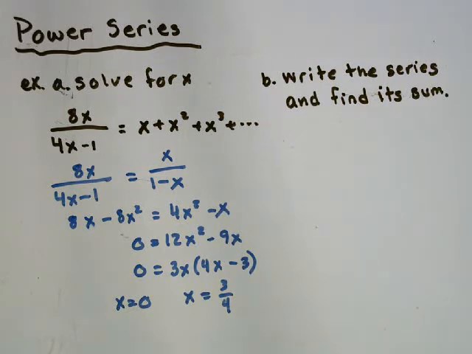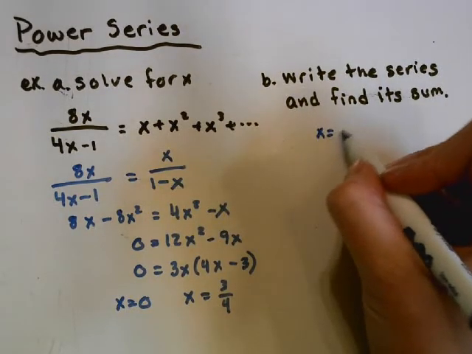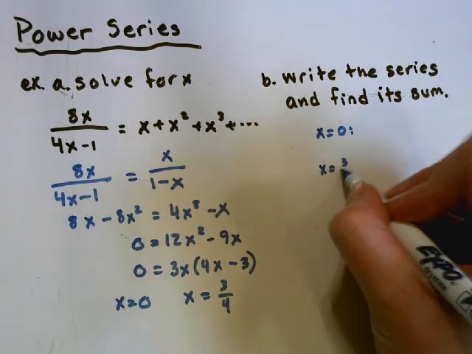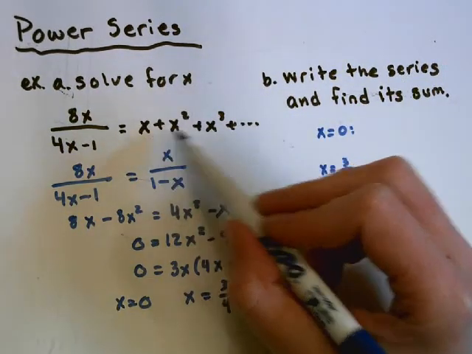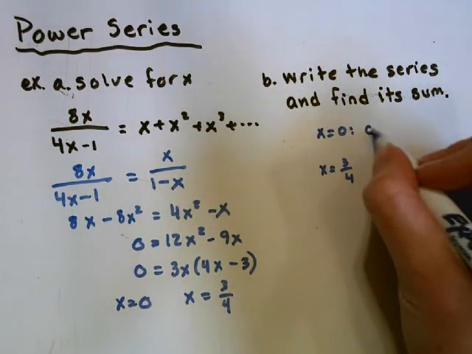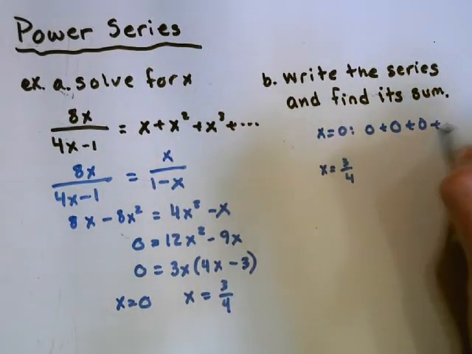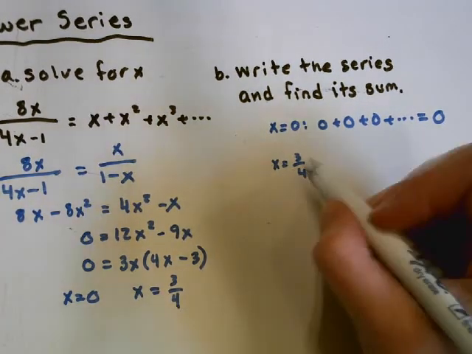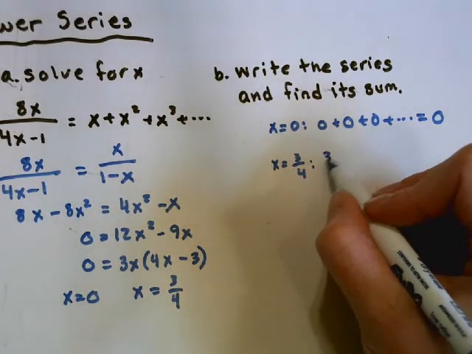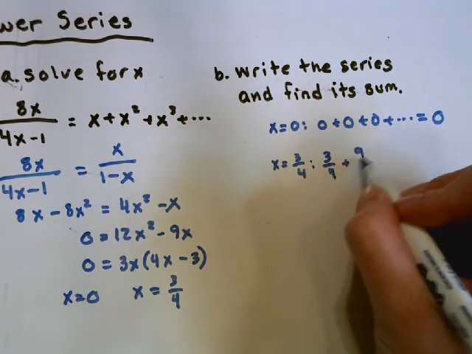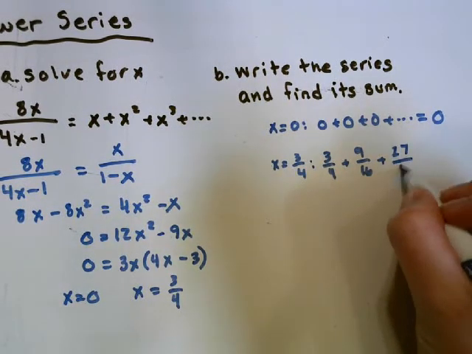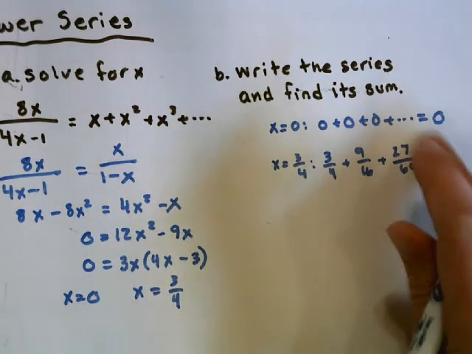Next, we are going to be asked to write the series and find its sum. So we have two different cases, either x is equal to 0 or x is equal to 3/4. Well, x equals 0 is easy. The series is going to be what we plug in here, which would be 0 plus 0 plus 0 and so on, whose sum is going to be 0. When x is equal to 3/4, that means we have 3/4 plus 9/16 plus 27/64, and so on.